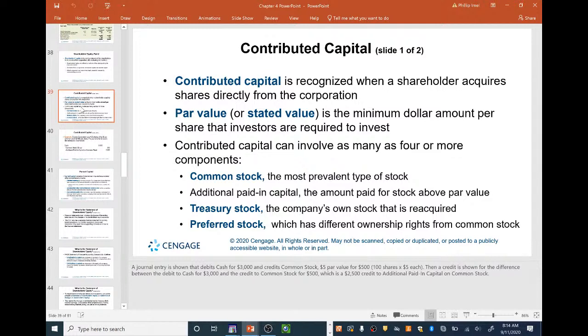Now, preferred stock has different types of ownership rights from common stock. Pretty much with dividends, if they're preferred, you can have participating, non-participating, and cumulative preferred stock, different types. We'll get into that at a later point in time. But for now, just know that with preferred stock you don't have any ownership rights. You don't get any voting rights on preferred stock. So that's the difference between common stock, preferred stock, and treasury stock.